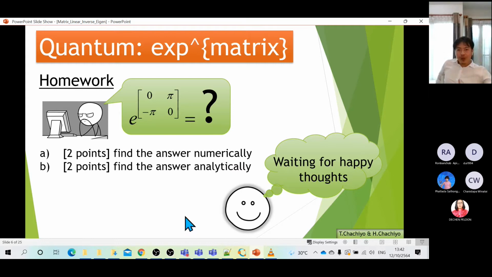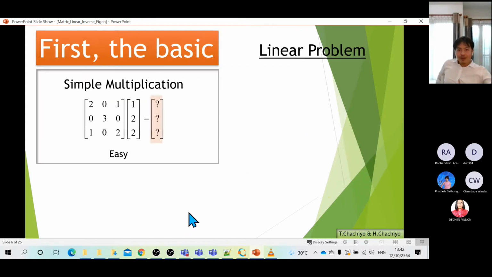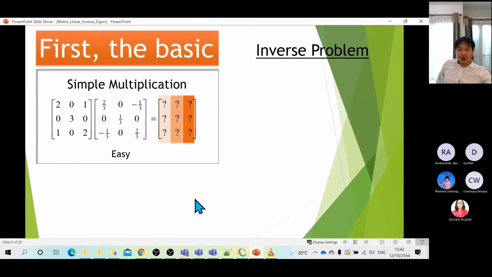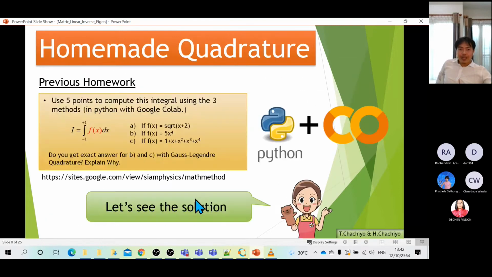And so with that note, let's go back to what we have here. What was that? The homemade quadrature. So we have this homework problem that I want you to use the three methods, the trapezoidal, Simpsons, and then quadrature, to compute the integration of these three functions. So what is that solution?